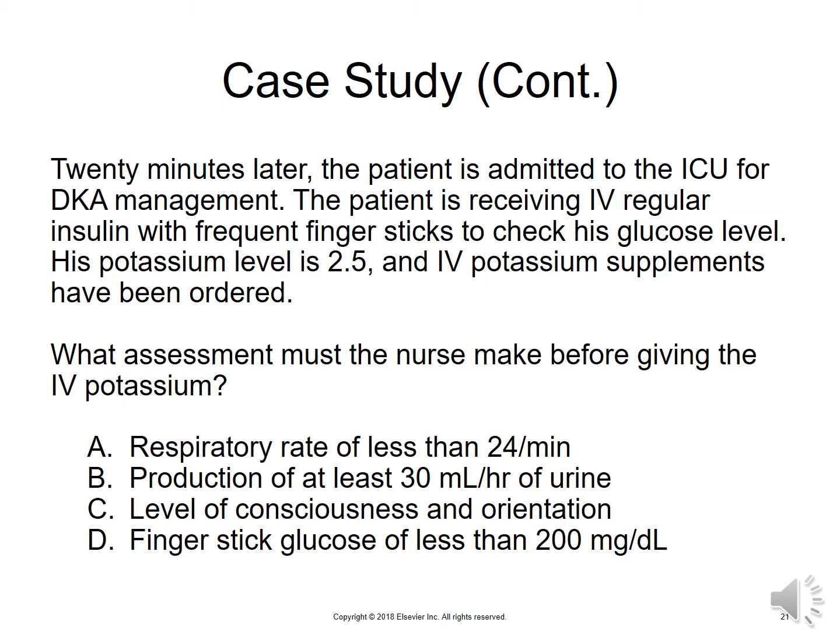His potassium level is 2.5. Uh-oh, that's too low. And IV potassium supplements have been ordered. What assessment must the nurse make before giving the IV potassium? Respiratory rate of less than 24, production of at least 30 mL per hour of urine, level of consciousness and orientation, or finger stick blood glucose of less than 200. It's going to be production of at least 30 milliliters an hour of urine. Before you give a potassium rider, you need to make sure that their output is okay. Otherwise, you're just going to swing that potassium from 2.5 all the way up to 6, okay?